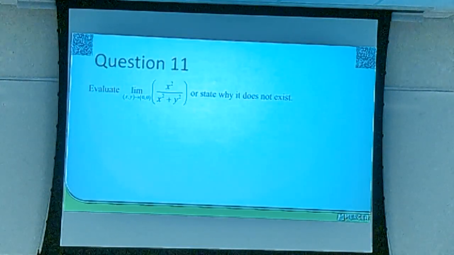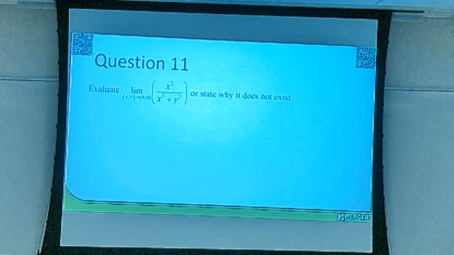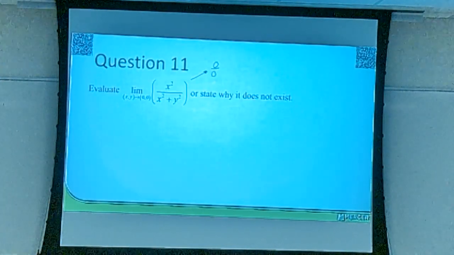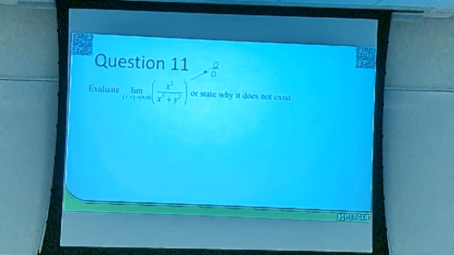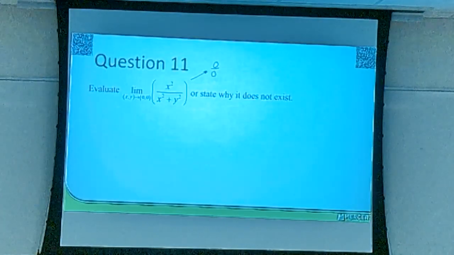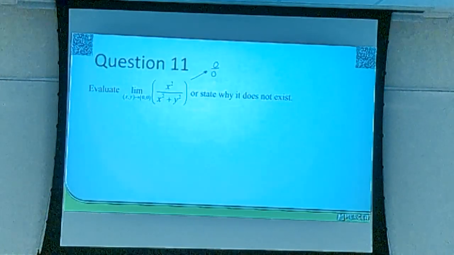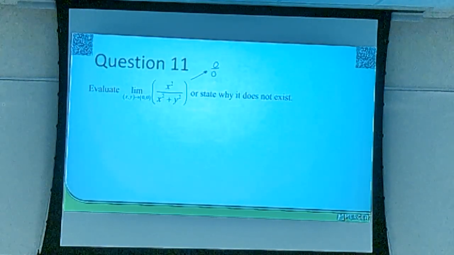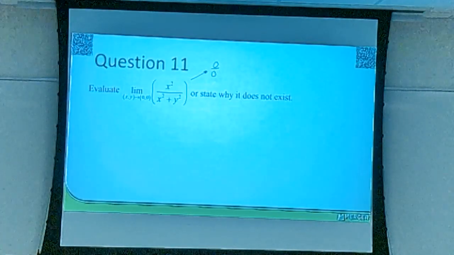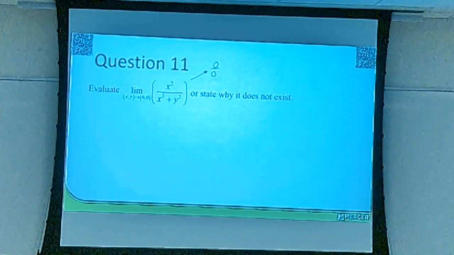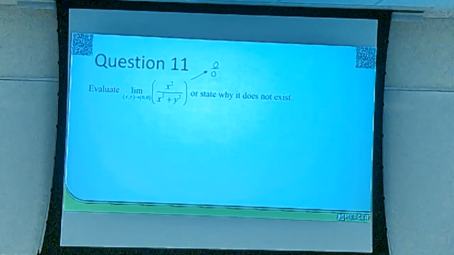So again, try direct substitution. What do you get? What's that called? It's indeterminate. This is indeterminate form. There's no algebra we can do. There are 2 methods, and I'm going to use both of them.